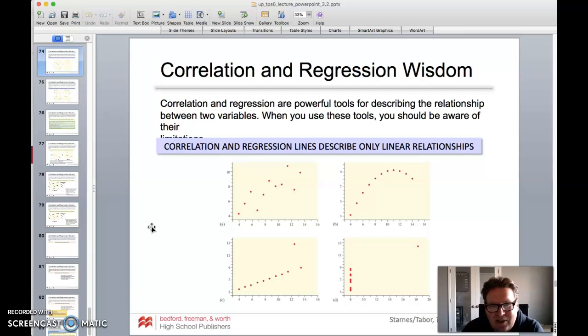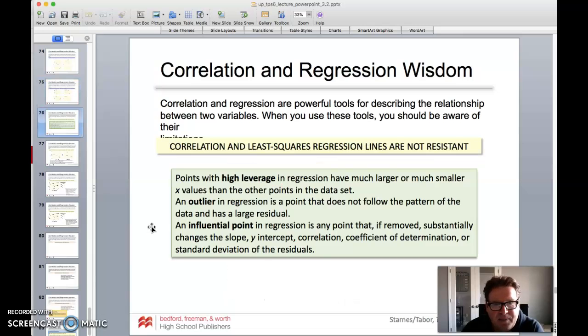So you've got to look at the graphs that you have. It might be appropriate, might not be. You can get the same correlation and regression line, but it may not be appropriate, so you've got to be a little careful with that. Again, correlation and least squares regression lines are not resistant. Okay, so there are some values that can really influence those. And points with what we call high leverage in regression have much larger or much smaller x values than the other points in the data. An outlier, we kind of know what those are, it doesn't follow the pattern.